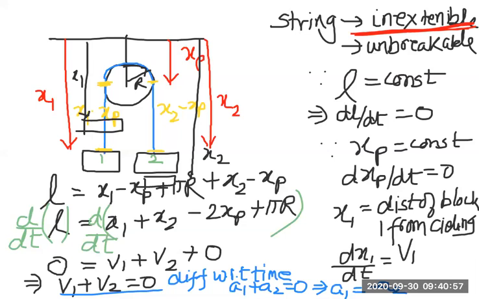So because the length of the string does not change with time, I can actually write the length of the string in terms of the distance of block 1 and the distance of block 2 from the ceiling plus other terms. If I differentiate with respect to time, I know that the differentiation of this guy is equal to the velocity of this guy. I know that the double differentiation of this guy is the acceleration of this guy. And ultimately, we are trying to find a relationship between velocities and acceleration of the block using string constraint. Therefore, I have to differentiate to go from position to velocity, and then again I have to differentiate to go from velocity to acceleration, right?